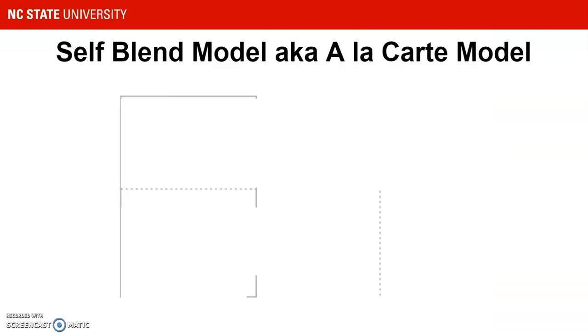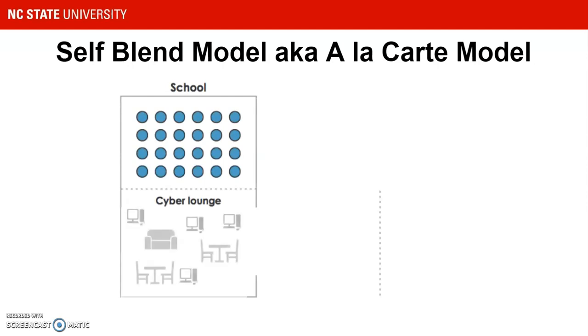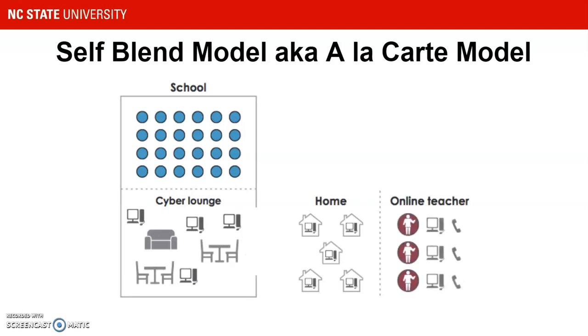The self-blend model is when students take an online course while attending a brick-and-mortar school. This model is most common among students at the high school level. Online courses, such as foreign language classes that are not offered at the brick-and-mortar school, are taken by high school students during the study hall or after school. So, at school, students might be learning in a cyber lounge, and at home, students are practicing and interacting with their online teacher to complete assignments.